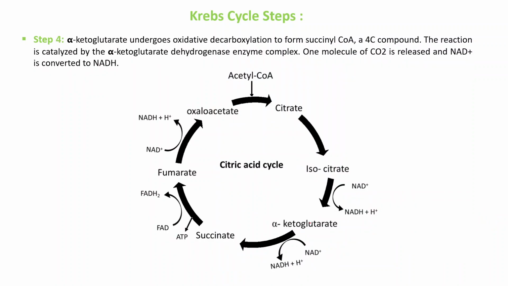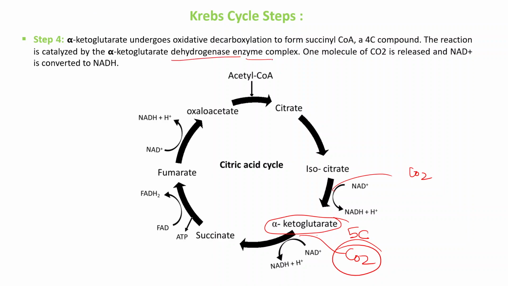So this is step number 4. The alpha ketoglutarate, which is a 5-carbon compound, undergoes oxidative decarboxylation. So here also CO2 has been released. Now, what else is happening here? Again, the reaction is catalyzed by a dehydrogenase enzyme. The enzyme responsible for the previous reaction was isocitrate dehydrogenase.